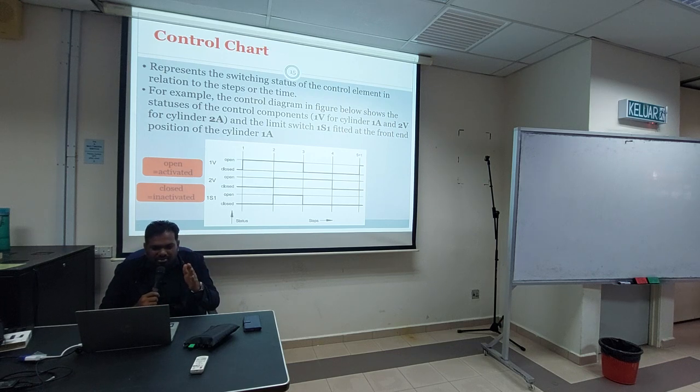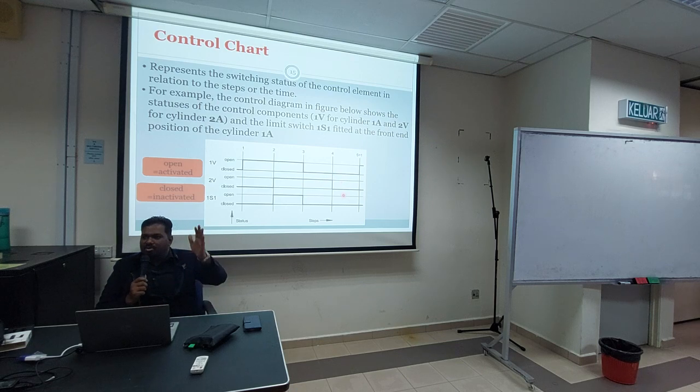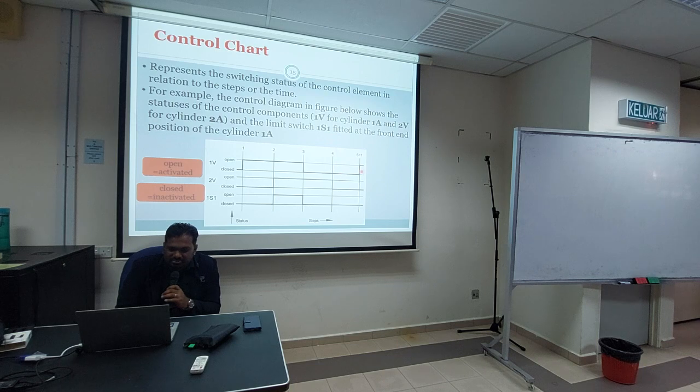Okay, 2V on. Sensor 1 on. 1V pun on. Semua on. Okay, third sequence, apa yang on? Okay, 2V on. 1V off. 1S1 off. Okay, fourth one. Semua off. Kan? Yang sequence ni. Semua off. So meaning semua tak ada power. So not actuated. Okay, so that's how you draw the control chart.